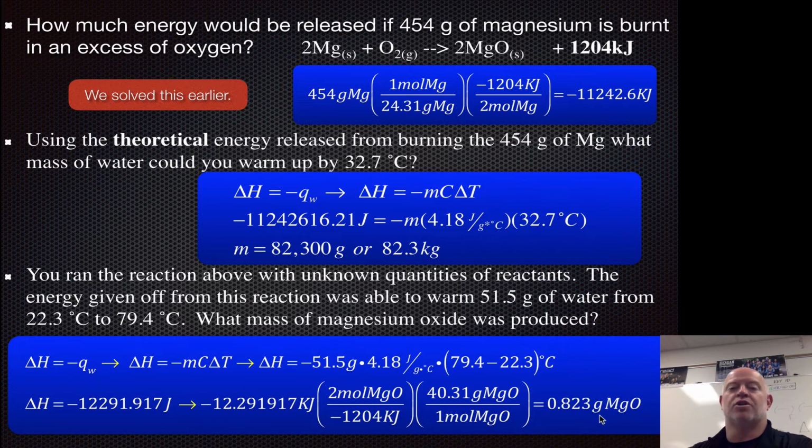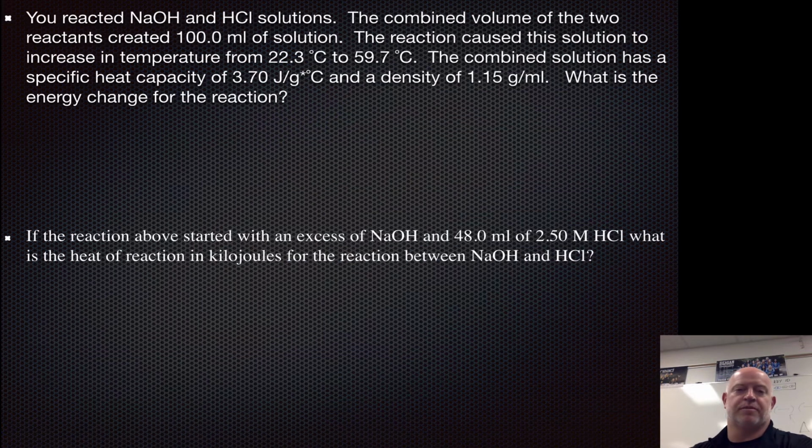Okay, so I would break it down into 2 parts. One, you're using mCΔT and delta H to find energy, and then once you know energy, you're plugging it back into stoichiometry to find masses and volumes and that kind of stuff. Okay. All right, guys, that's our first 2. Let's move on to some more.